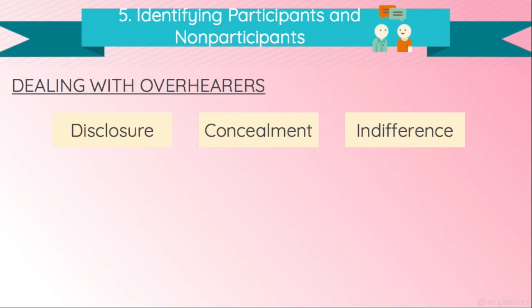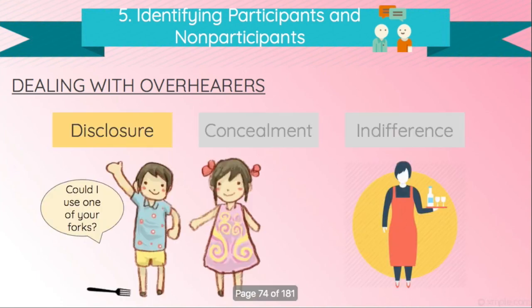So how exactly do you deal with overhearers? There are 3 ways we usually deal with them: disclosure, concealment, and indifference. For disclosure, for instance, you're in a restaurant and you're this girl in the middle, the one in pink, and the person you're with, this guy on the left, dropped his fork. And the waitress on the right, although she's within the vicinity, seems to not care and seems to not replace his fork. So the guy could use what we call in Filipino a parinig. He could ask you, could I use one of your forks? Just to indicate to the waitress that she's not doing her job by replacing your fork.